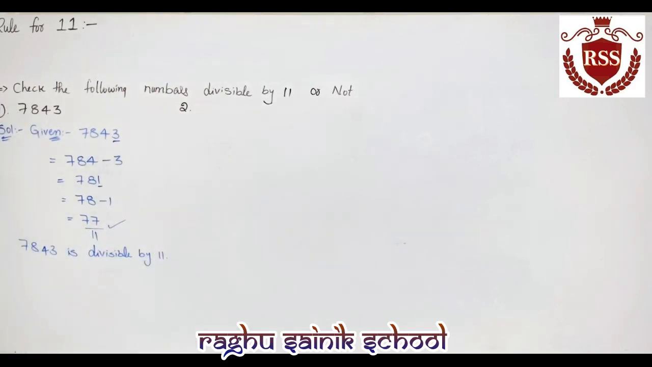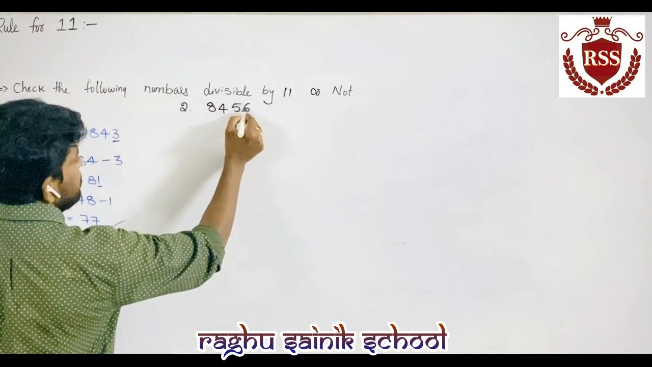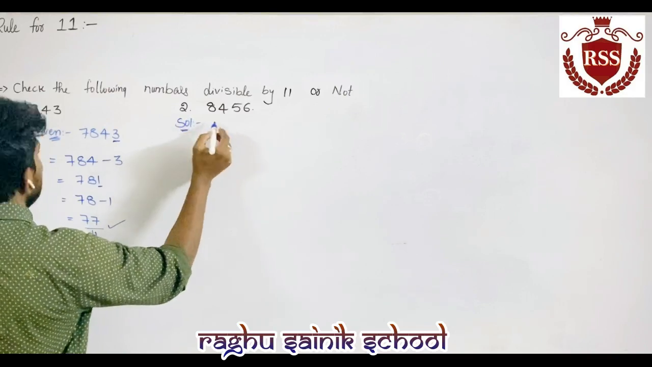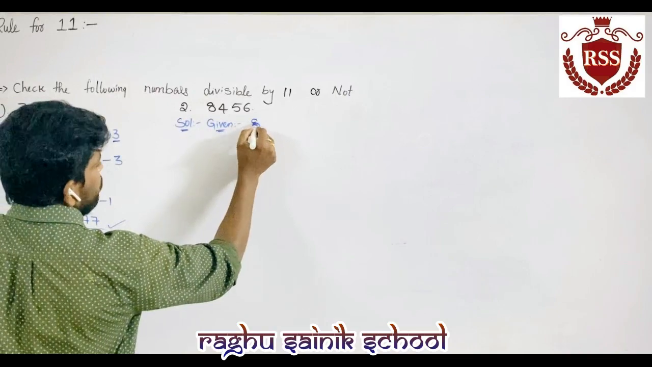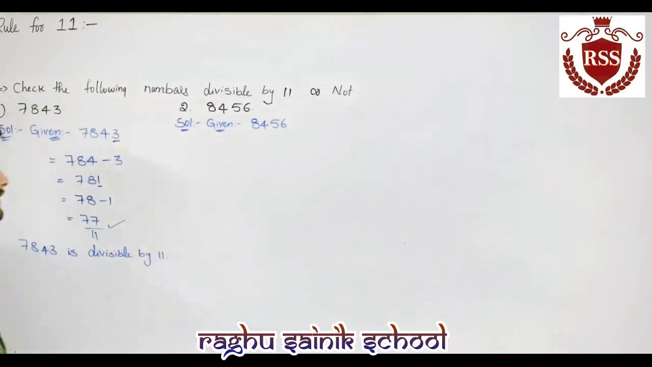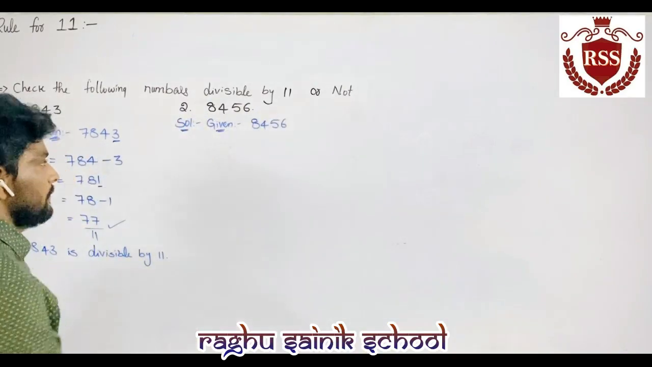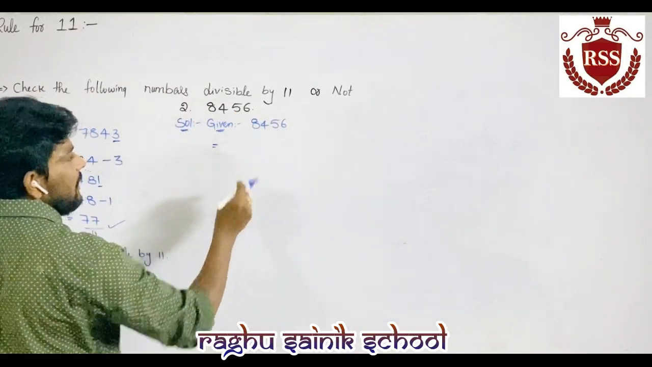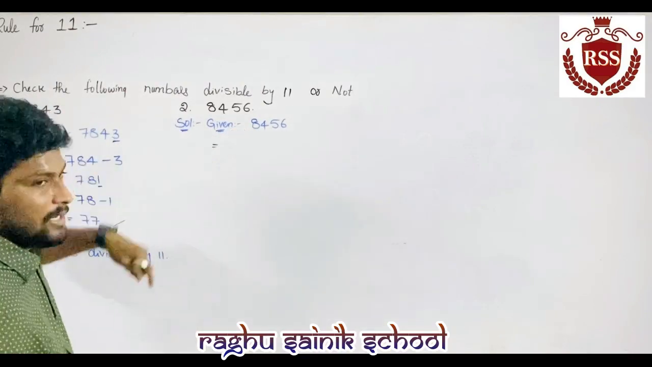Another example is 8456. The given number is 8456. We need to check whether 8456 is divisible by 11 or not. What is the process of divisibility of 11? The last digit of the given number is subtracted from its previous numbers.